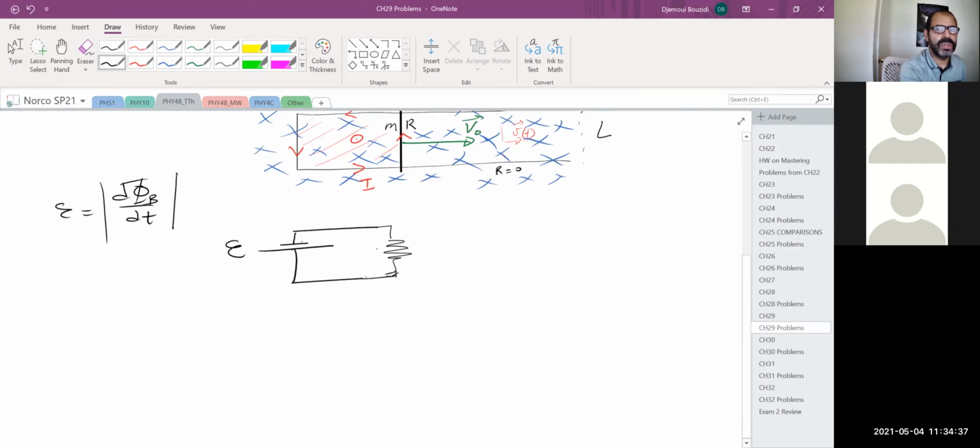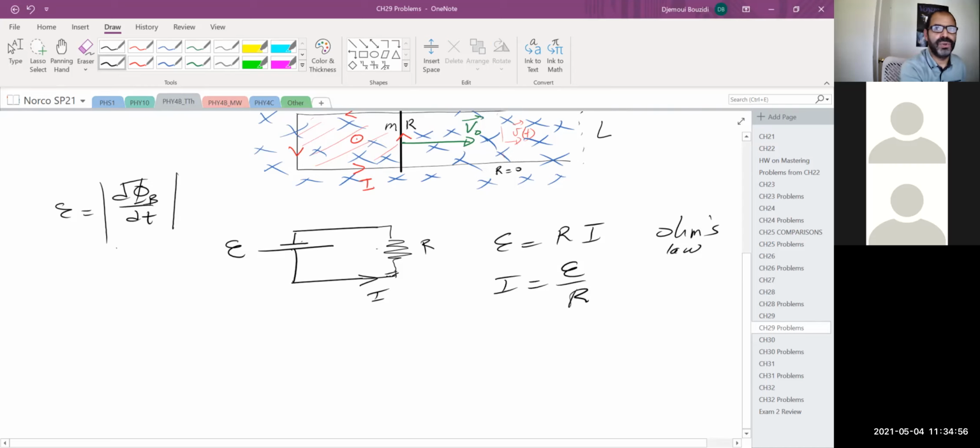The only resistance that I have in here is this R. So we're back into some of chapters 25 or 26, where we have Ohm's law, and Ohm's law tells me in this case, the current I, this is R, that epsilon is equal to Ri. And Ohm's law will give me the current, which is just the EMF over R. However, I need to use chapter 29 to find what this EMF is.